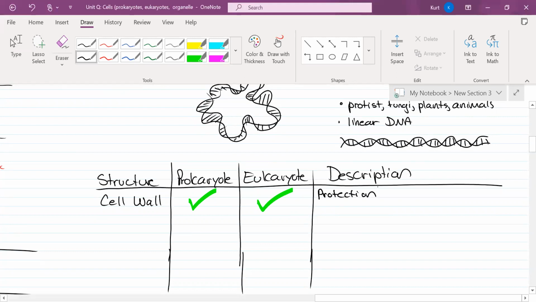Now, here's a little pop quiz. We did this one yesterday. What is the cell wall of a bacteria made of? No, not chitin.